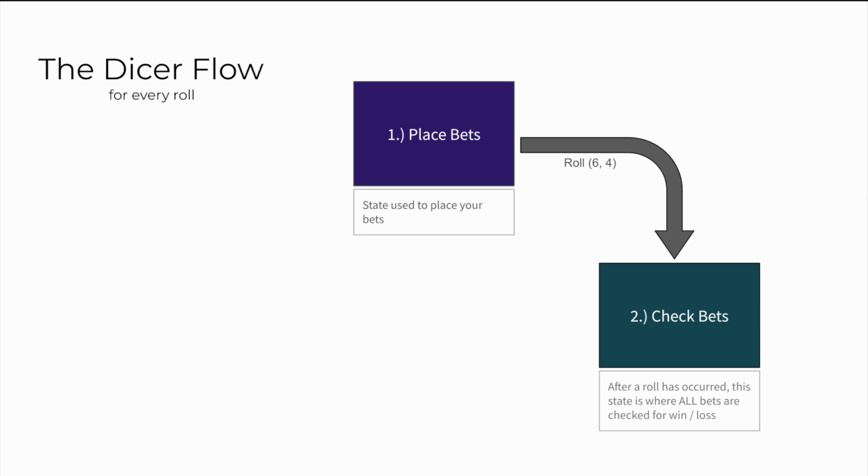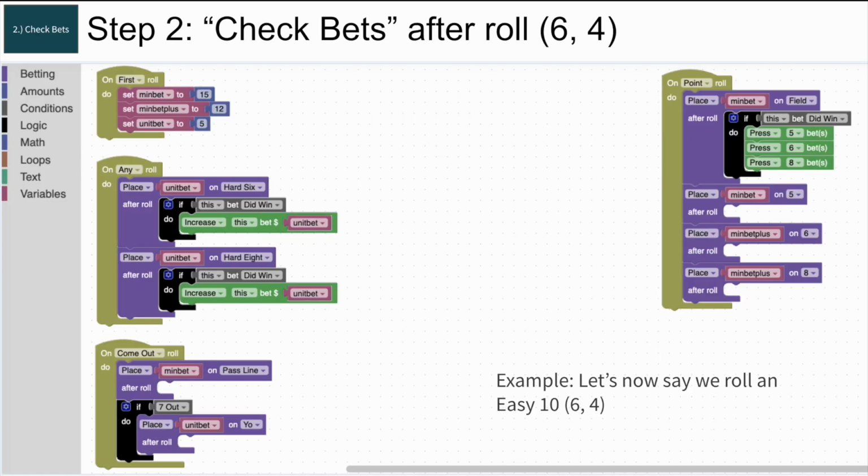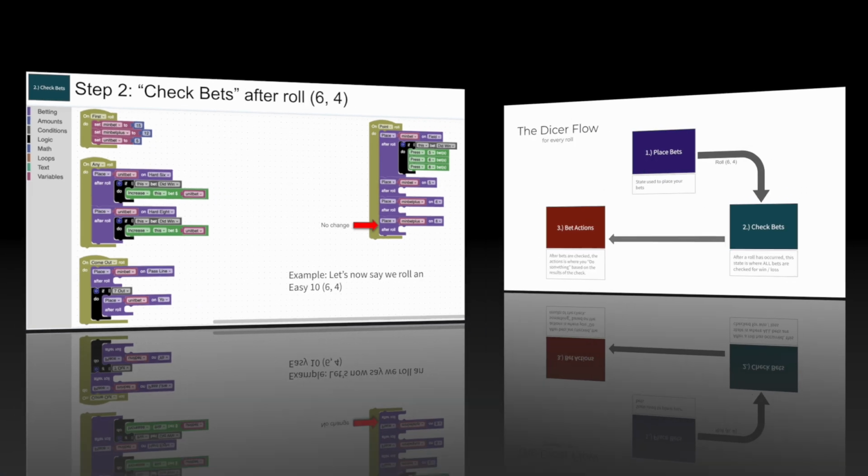Let's walk through the flow again, but this time with a 6, 4, or easy 10 rolled. Since we have already completed our place bets steps, we are now ready to check all of the current bets. Since the check bets step checks all of the active bets, we will start by looking at the hard ways bets we have in place. Both of these bets have not changed for this roll. Same goes for our pass line bet. The field will win $15 and the 5, 6, and 8 will also not change.